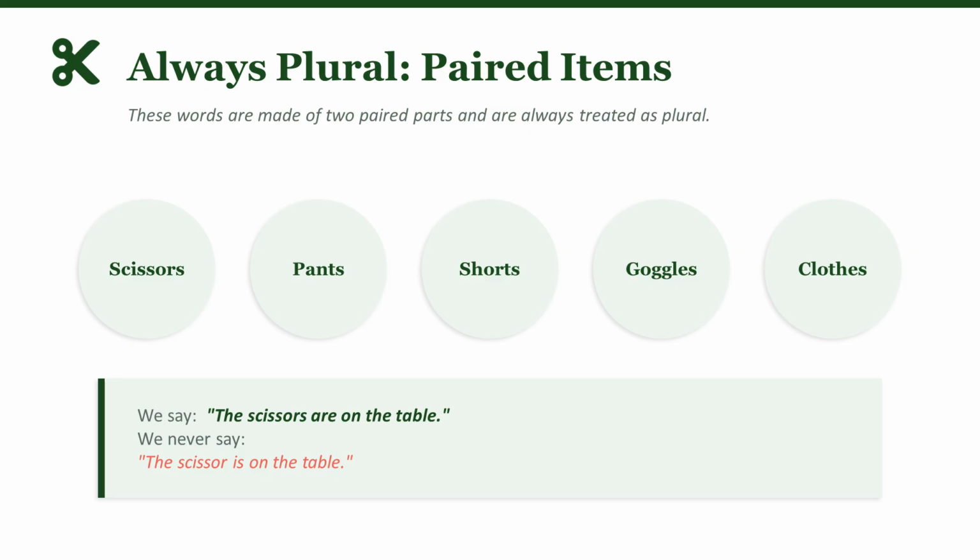Finally, there are a few special words that are always treated as plural, even though they refer to a single item. These words describe things made of 2 paired parts. For example, scissors, because scissors have 2 blades. Pants and shorts, because they have 2 leg openings. Goggles, because they have 2 lenses. And clothes is also always plural. We always say, the scissors are on the table. We never say, the scissor is on the table. These words are always used with plural verbs.